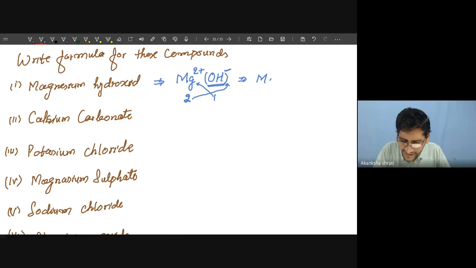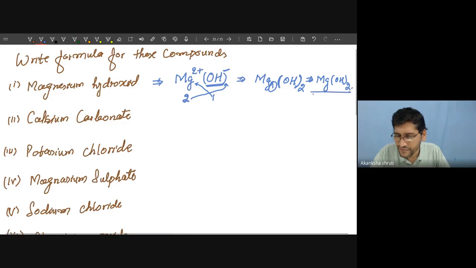Below magnesium, I need to write 1, and then I have to leave their charges like +2 and -2 or -1. But OH, this is the complete set, which is occurring how many times? 2 times, students. So we need to put the 2 here, means after this OH we need to put the 2. So what is the formula? You can leave this 1 whatever we are writing here. So the formula is simply written as Mg(OH)2. This is the required formula.